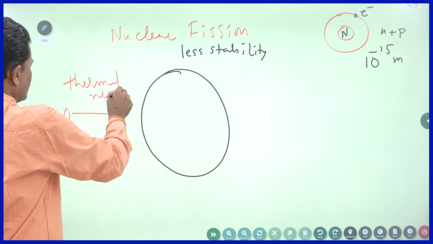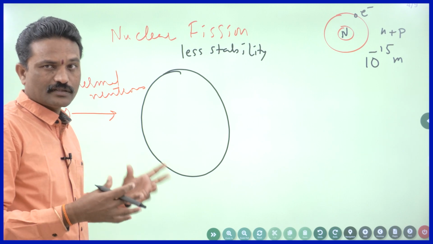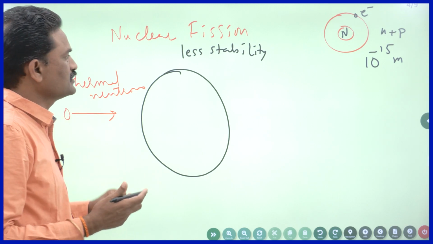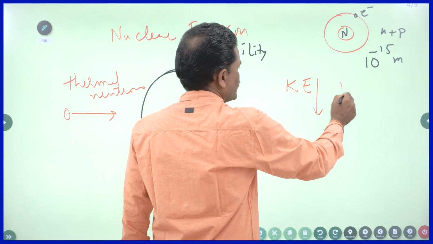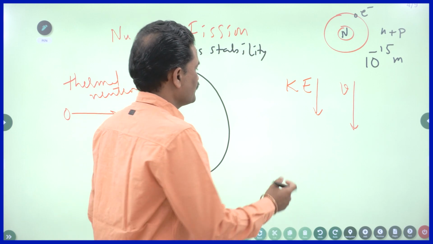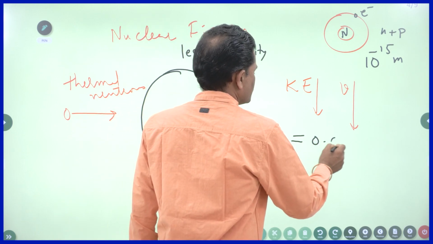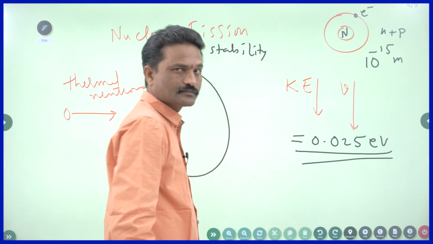What do you mean by thermal neutron? Thermal neutron is not related to the heat or the temperature. Thermal neutron is a neutron whose kinetic energy is very, very less. That means its velocity is very less. The kinetic energy is of the order of 0.025 electron volt. Very, very less.